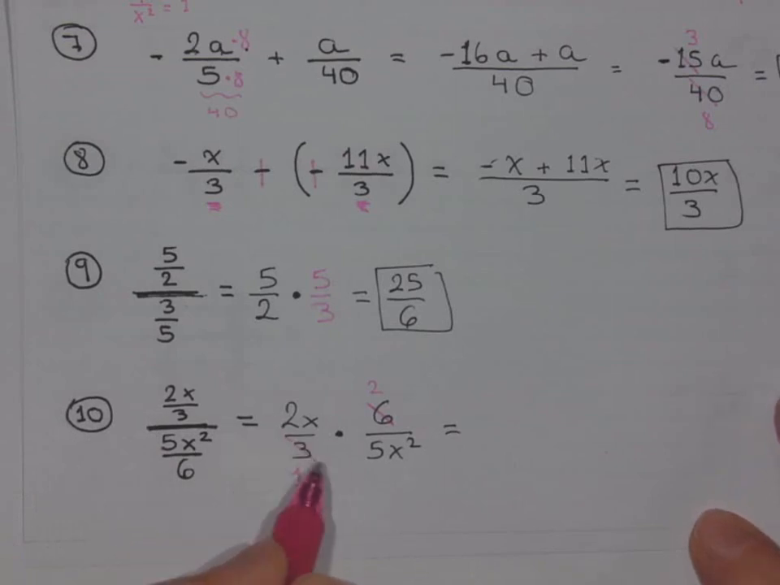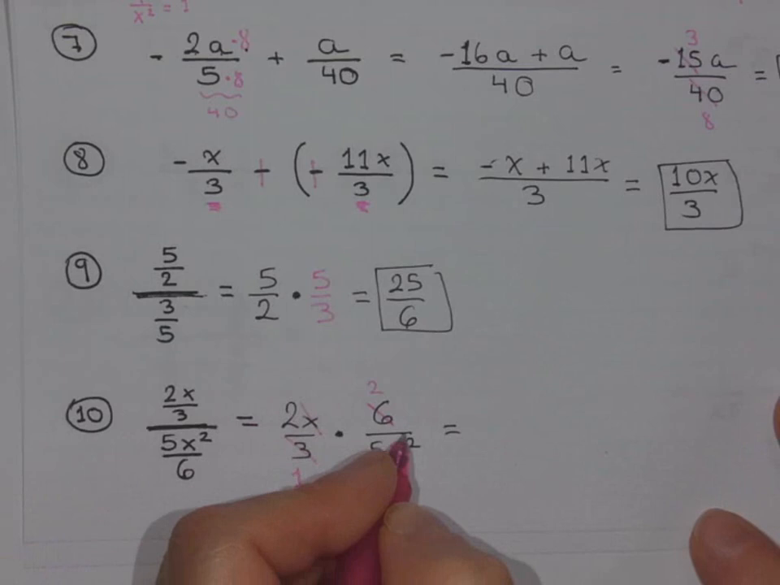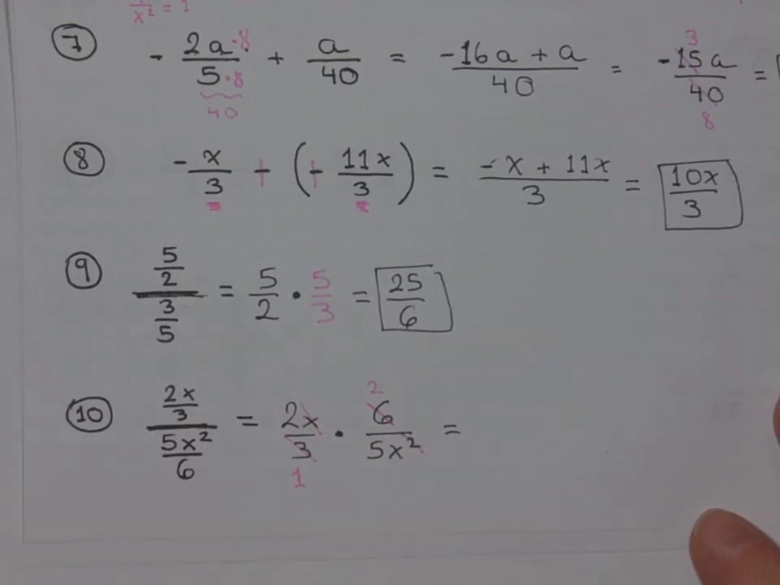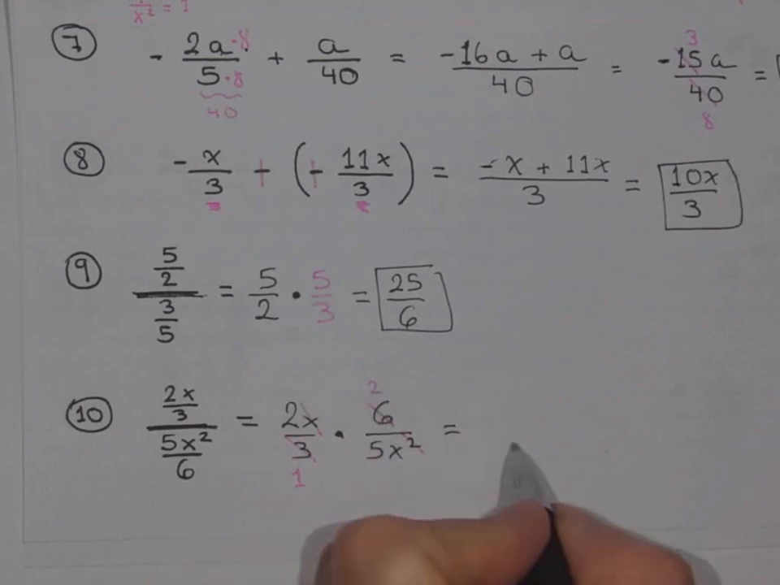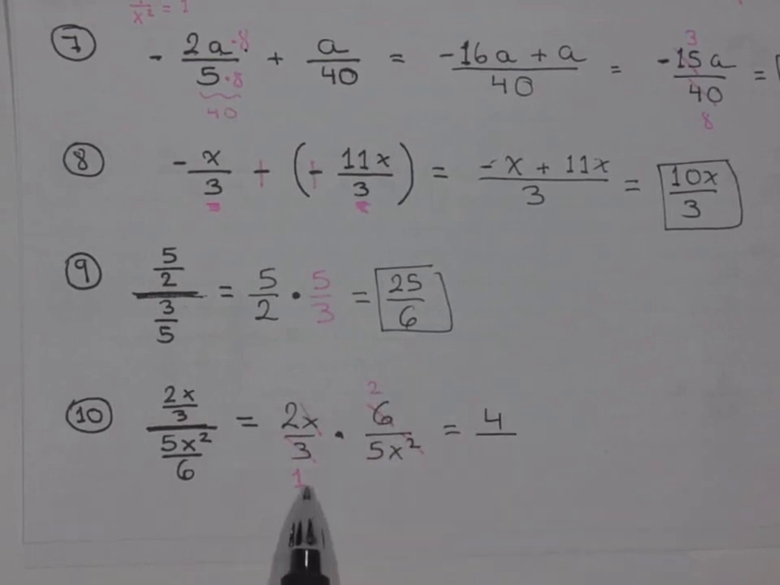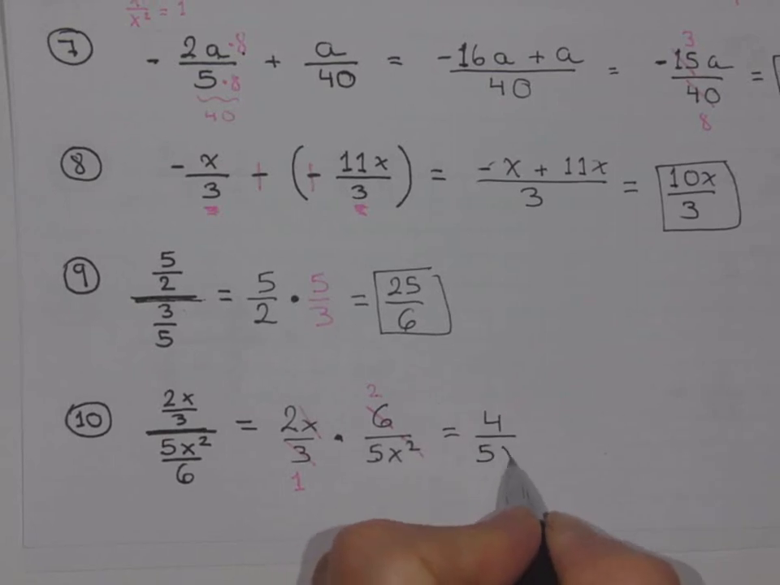Now let's look at the variables. X over x squared, so this x goes and it cancels the square, and we have 1x left, right? So we have 2 times 2 is 4 over 1 times 5 is 5, and then 1x left over, so over 5x.